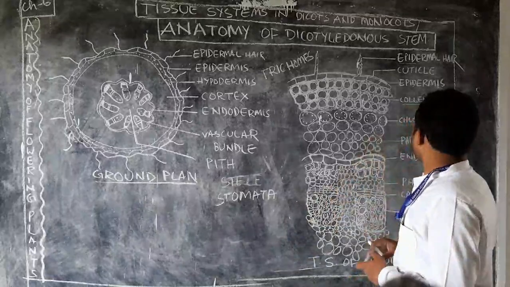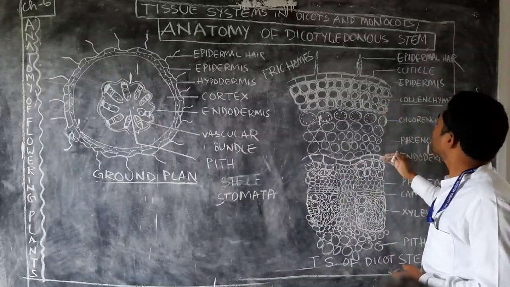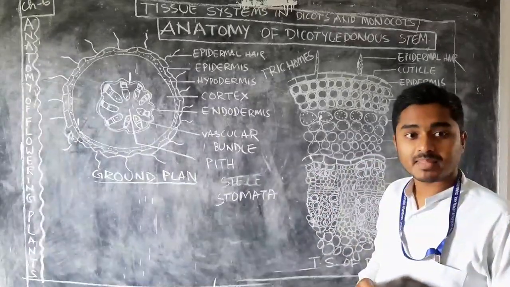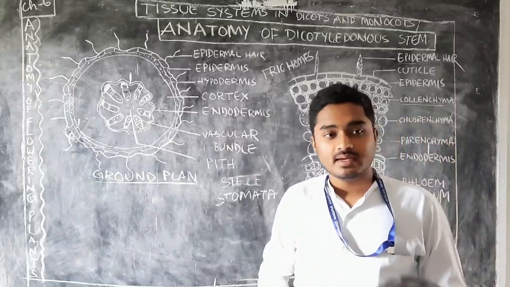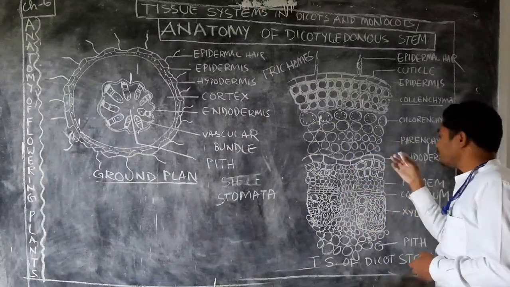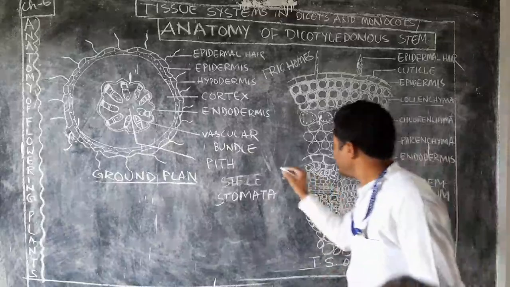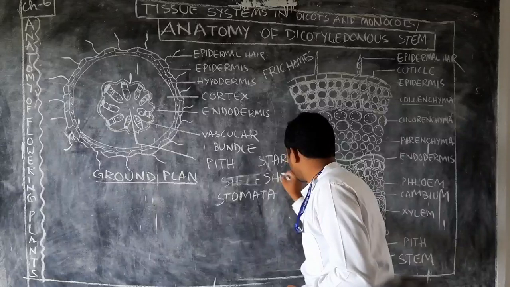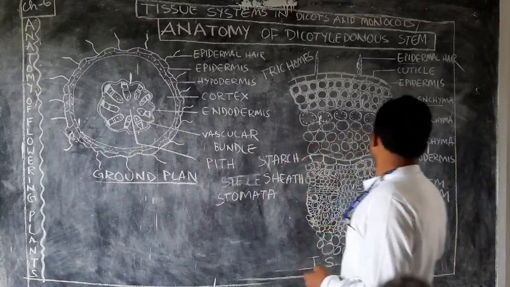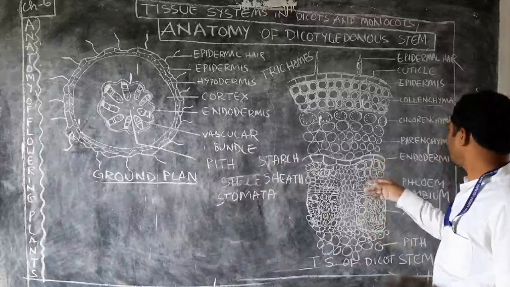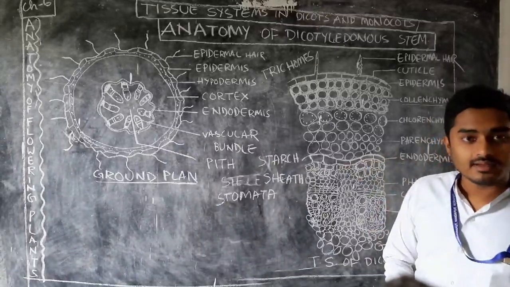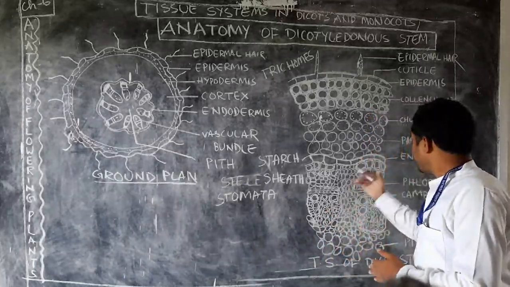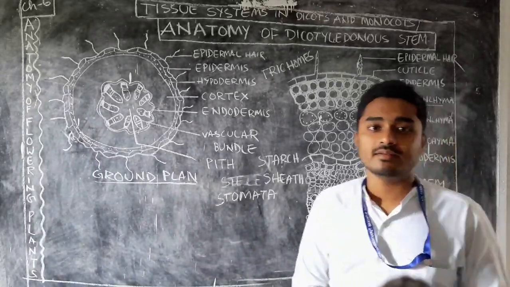Then next is your endodermis. So the endodermis is the innermost layer of your cortex, and the endodermis here is rich in starch grains. And that's why these endodermal cells, which are rich in starch grains, are known as the starch sheath. So the endodermis, which is the innermost part of the cortex, bearing starch grains, is known as the starch sheath. Then the pericycle is present beyond the endodermis.